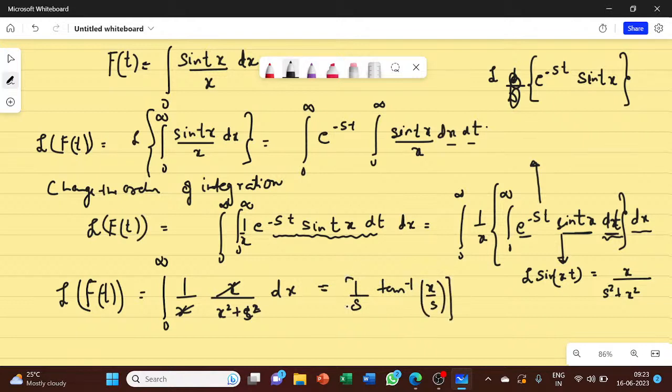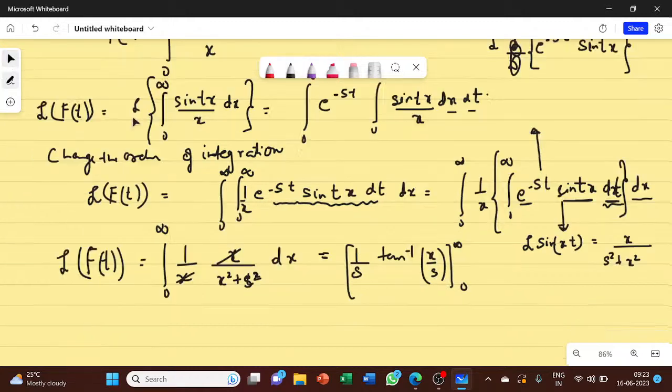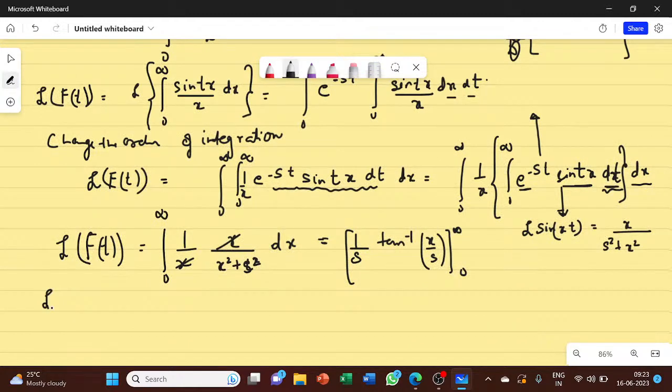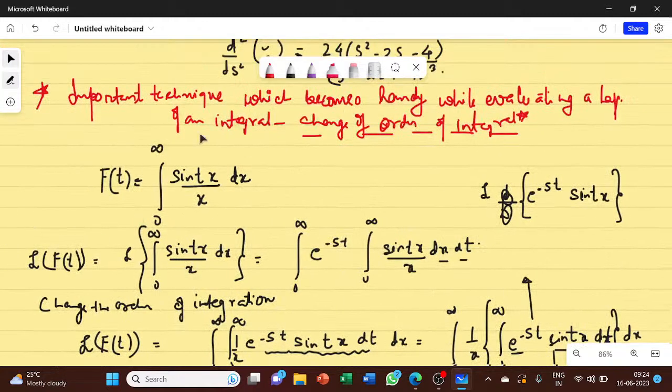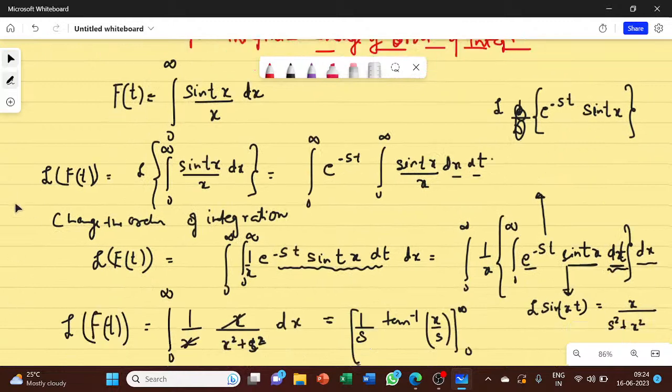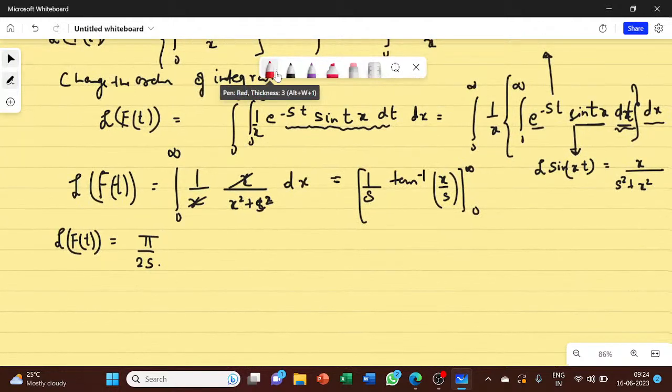From where to where? From 0 to infinity. And if I have to write what is the Laplace transform of your f(t), so Laplace transform of your f(t) is simply pi upon 2s. Okay, and if I want to find the value of this integration, I need to find f(t). So which is equivalent to finding the Laplace inverse of the same.